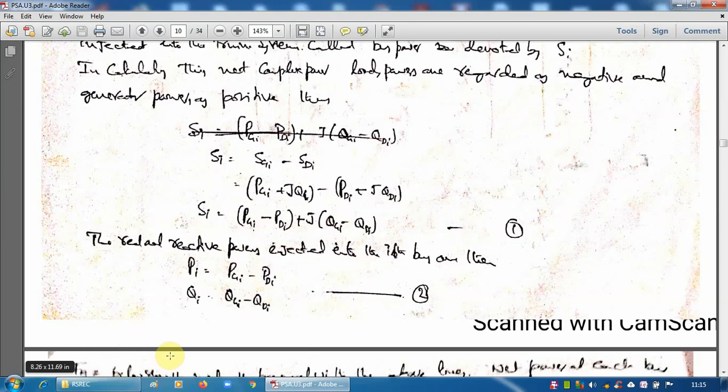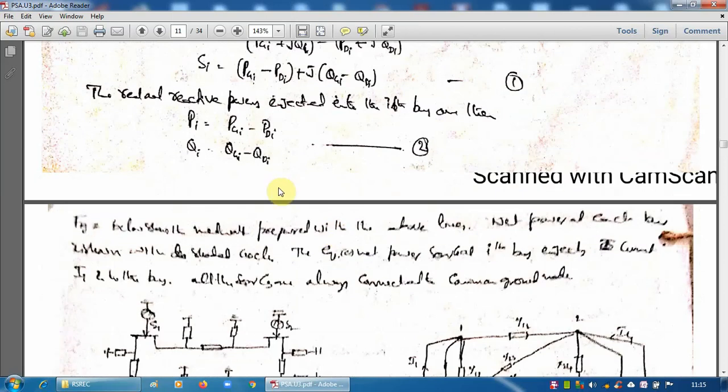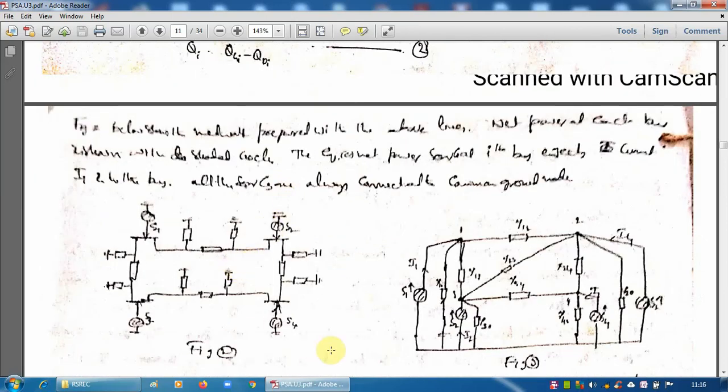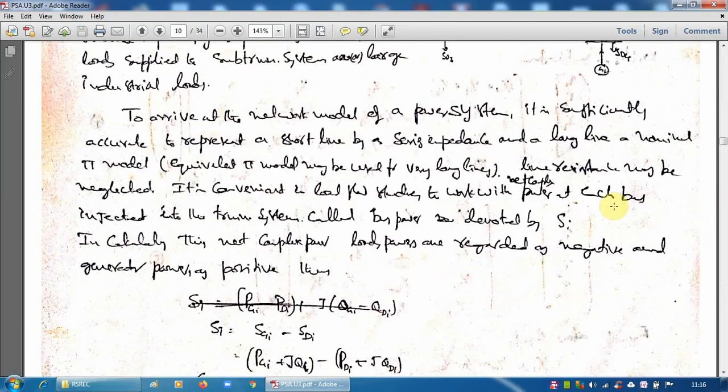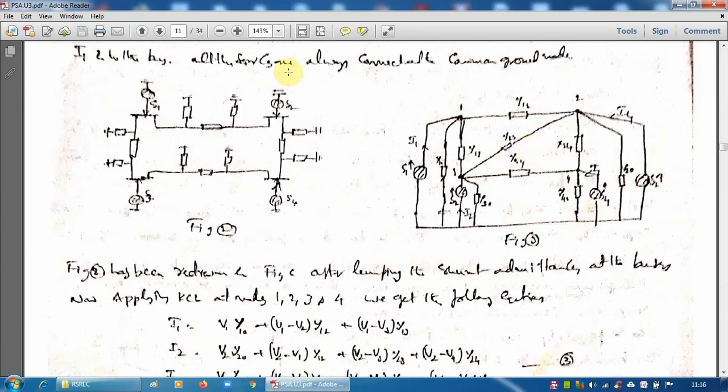If the powers are given in the problem in their own format, we need to convert those powers into this format. That is another point. So all the lines are to be represented by series impedance or shunt admittance, the pi model, that is one point, and all the powers are represented like this, Pg minus Pd or Qg minus Qd. These two points are to be applied in preparation of the network. If those two points are implemented, then the given system will become modeled like this.